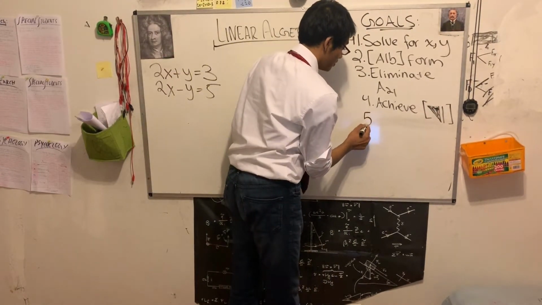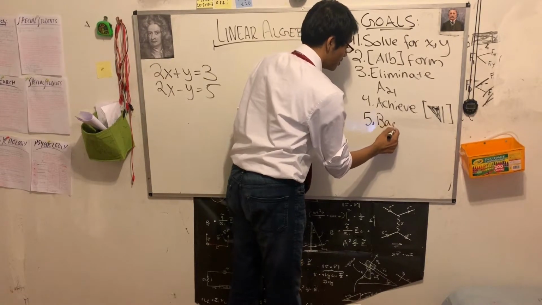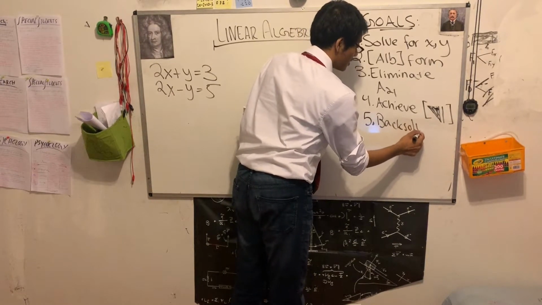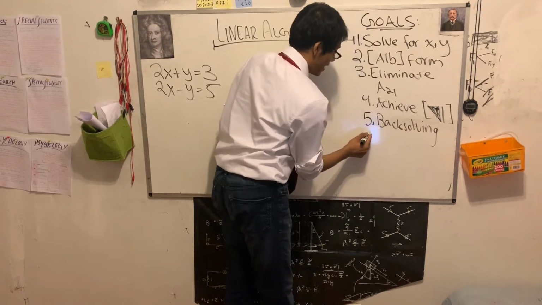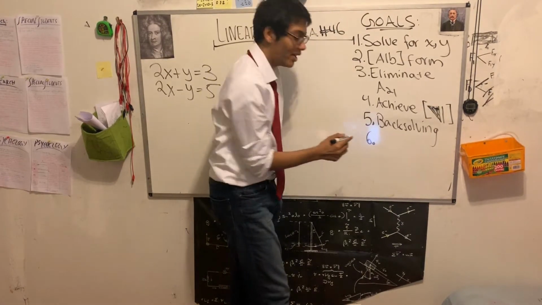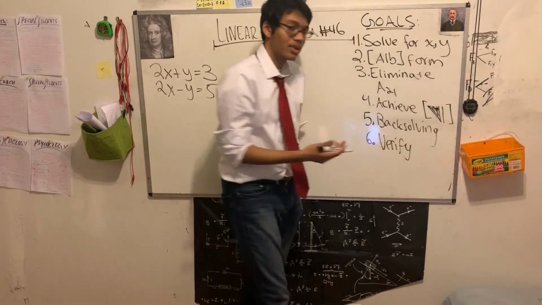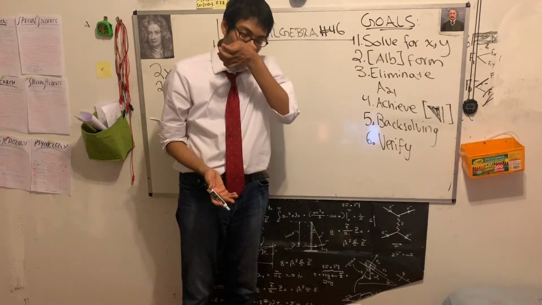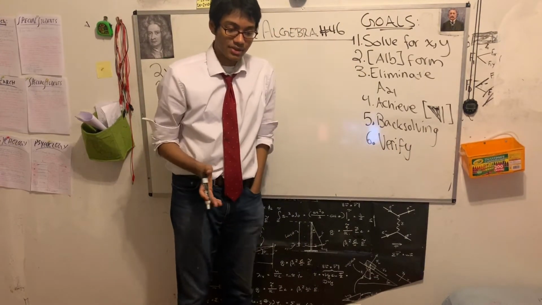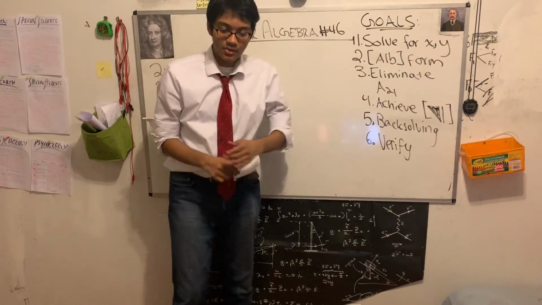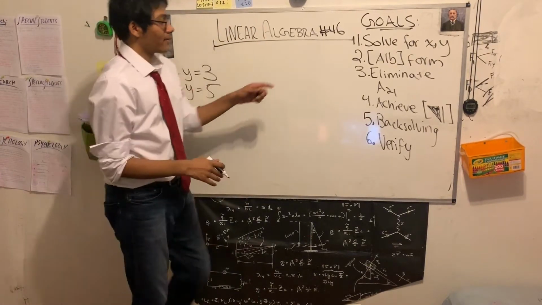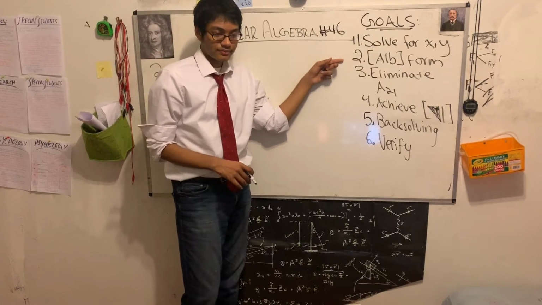Last thing we want to do, or second to last thing we want to do, is called back solving. And we'll see what that is. And our final step is to verify that our answer is correct. How are we going to verify? Well, I'll show you. We're going to use what we learned the last 20 lectures, matrix multiplication, and let's go ahead and get started.